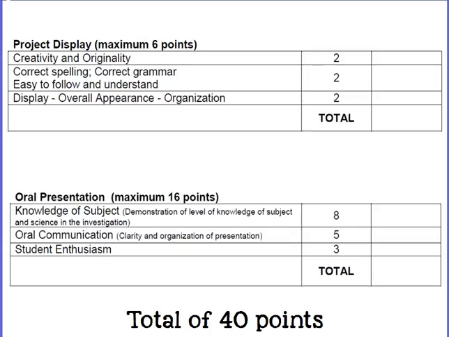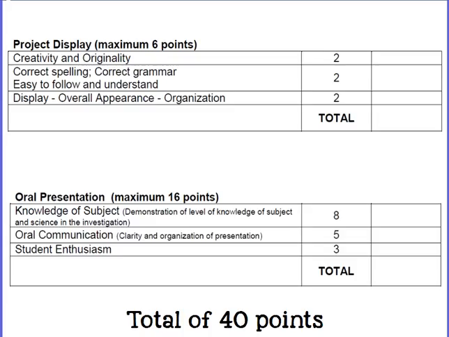Okay, the next part of the rubric is the project display, and that's worth a total of 6 points. You can see there that the students will get maximum of 2 points for creativity and originality on their board, 2 points for correct grammar. That includes spelling, they're watching their capitalization and their punctuation. The overall display, they'll get 2 points for neatness, the appearance being organized and clean looking.